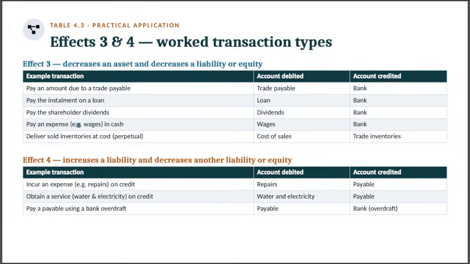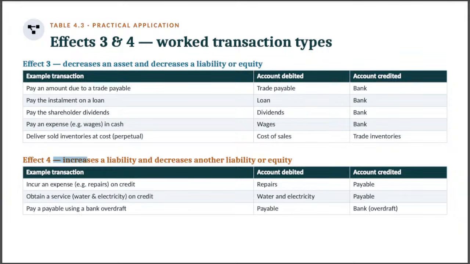Okay, we'll pay an expense, the wages, in cash. So the wages here and then paid in cash. The amount credited comes out of the bank account and goes into the wages here. And delivery of sold inventories at cost, perpetual, so cost of sales is debited, and of course trade inventories are the ones credited.